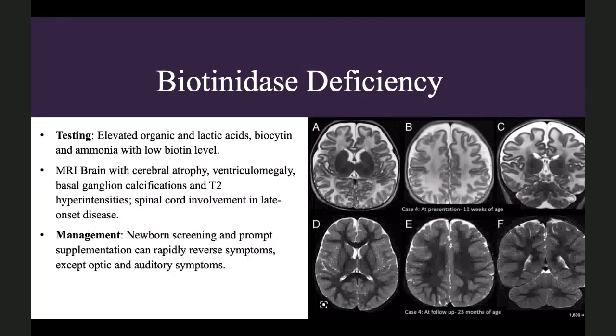And testing consists of elevated organic and lactic acids, biocytin and ammonia with low biotin level. An MRI brain shows cerebral atrophy, ventriculomegaly, and basal ganglia calcification. We can also see T2 hyperintensities. A spinal cord involvement is seen in late onset disease, and management consists of newborn screening and prompt supplementation, which can rapidly reverse symptoms.